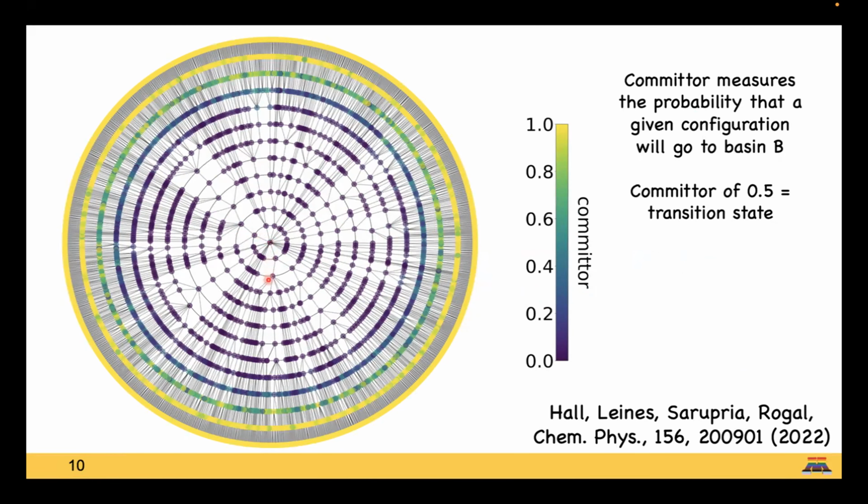you shoot simulations, and this one spawned two configurations for the next interface. From here, you're spawning a few more, and so on and so forth. We've also colored this with committer probability, which you can actually calculate for each configuration using FFS. And again, committer probability measures the probability that a given configuration will go to basin P. And if you have a committer value of 0.5, you're at the transition state.